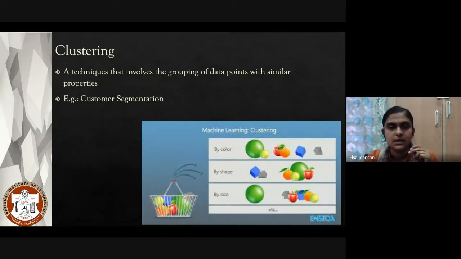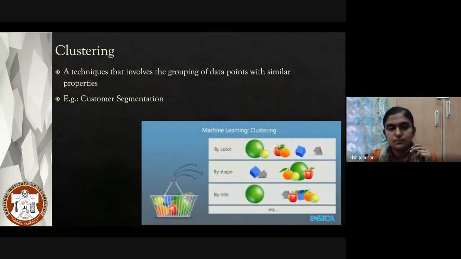Clustering means a technique that involves grouping of data points with similar properties. That means in the picture shown there, a certain type of shapes and some fruits are there. So by color, if you're segmenting, you can segment it into four; by shape, regular forms and irregular forms; and by bigger size and smaller size. So this is known as clustering. Wherever you find similar properties, you'll group them up.